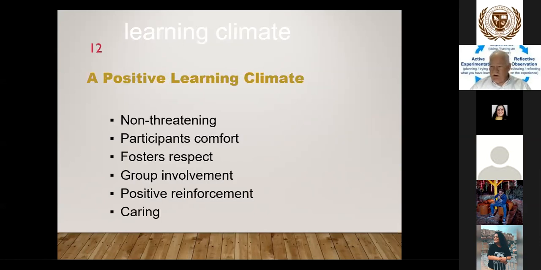And then your learning climate: non-threatening, people's comfort, respect, group involvement. Important are the last two, positive reinforcement, doing a good job, and then caring. Again, one of the most powerful things I learned is the value of your learners understanding that you care about them individually.